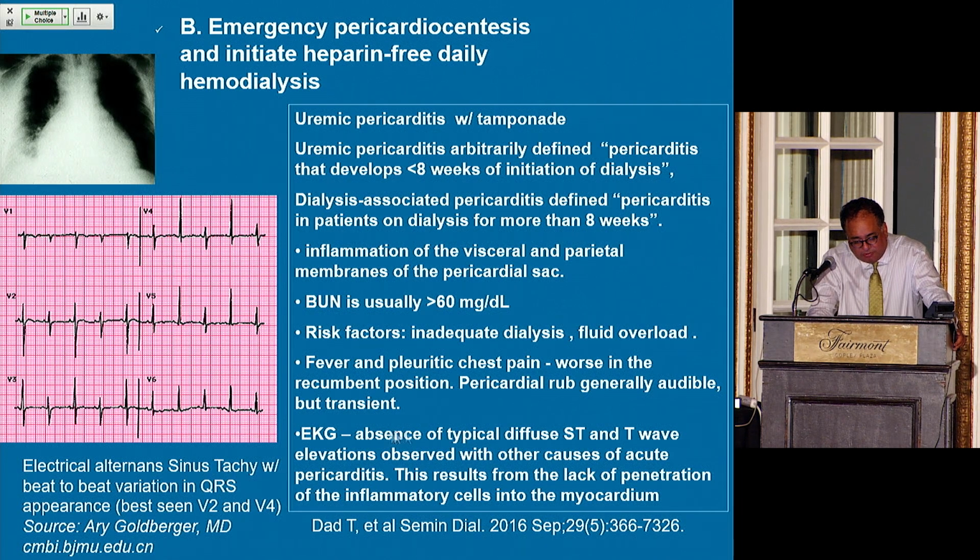The electrocardiogram generally shows absence of the typical diffuse ST and T wave elevations that are normally seen in other forms of acute pericarditis, such as Dressler syndrome. And usually this is because there's a lack of penetration of the inflammatory cells into the myocardium. And this is electrical alternans, so you see a sinus tachycardia with this beat-to-beat variation in the QRS complex.